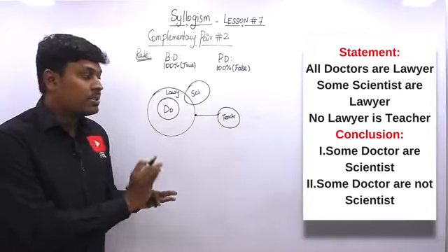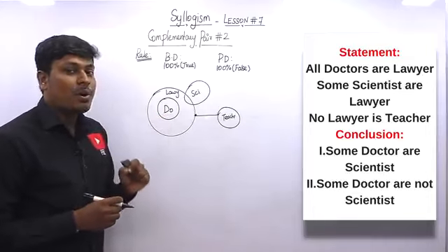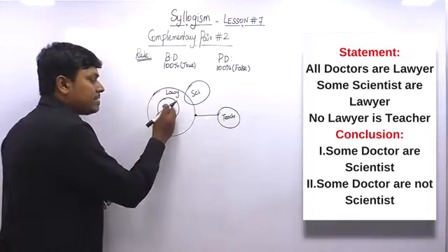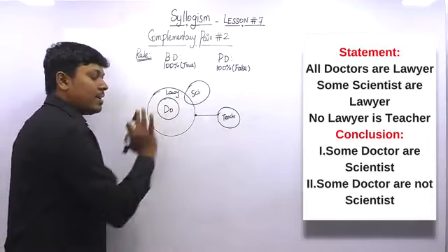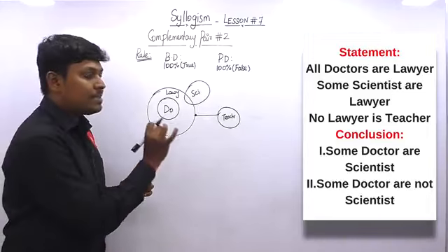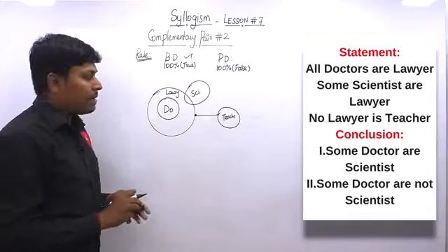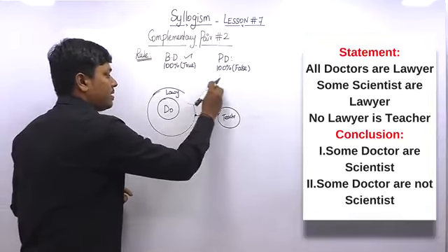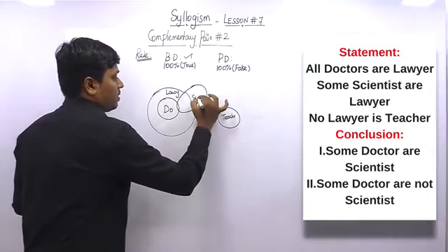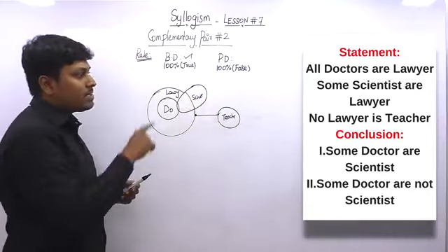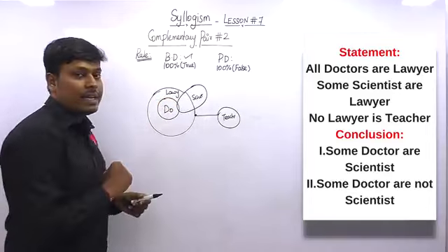Concentrate on the second conclusion, some doctor are not scientist. In the basic diagram they are saying some doctor or not scientist. Yeah, similarly some doctors or not scientists is exactly true, because there is no connection between doctor and scientist. So 100% some doctor or not scientist is true. Now let me move on to the possible diagram. The same diagram we can draw like this, right? I can draw like this, right? What they have said in the second statement, some scientist or lawyer. Yeah, some scientist or lawyer, I can draw a Venn diagram like this.